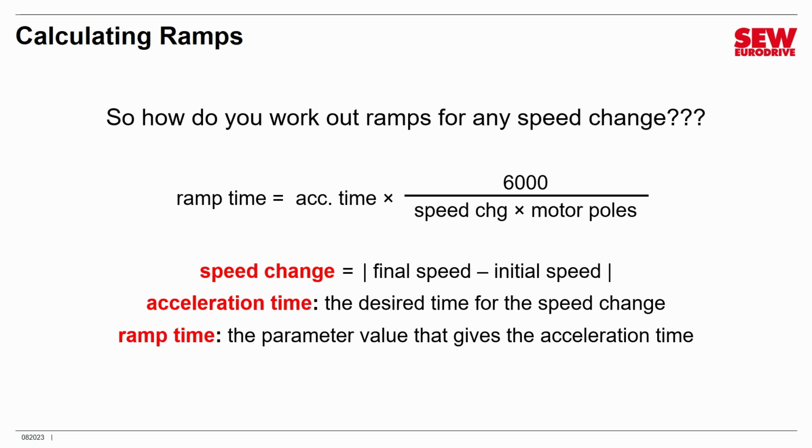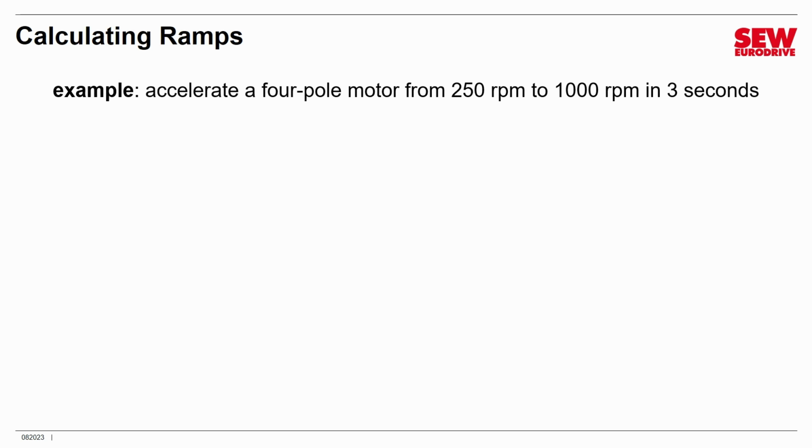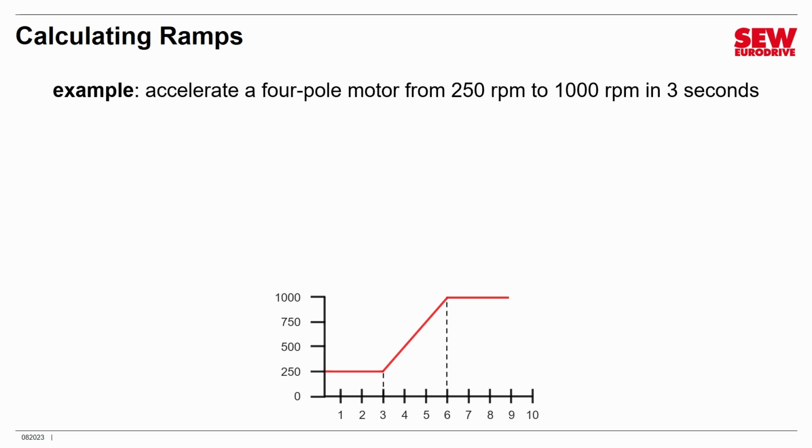Let's go ahead and look at an example so you can see all this at work. Let's say we want to accelerate a 4-pole motor from 250 RPM to 1000 RPM in 3 seconds. So in other words, our motor is actually already running, but we want to go from a relatively low speed to a higher speed. We want it to take 3 seconds. If we graphed it, it might look something like this.